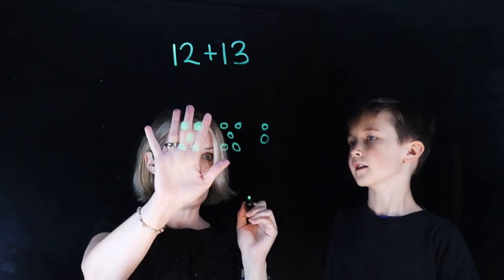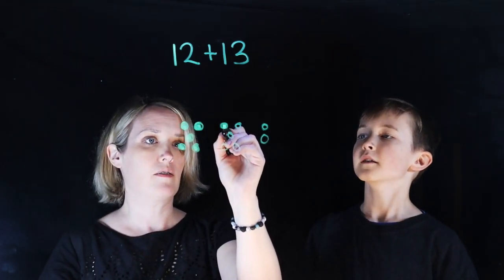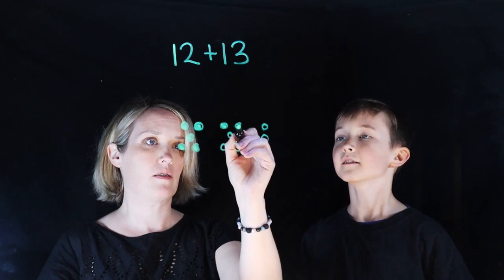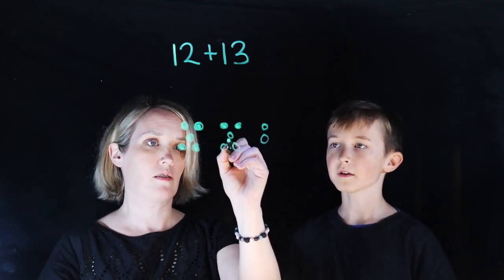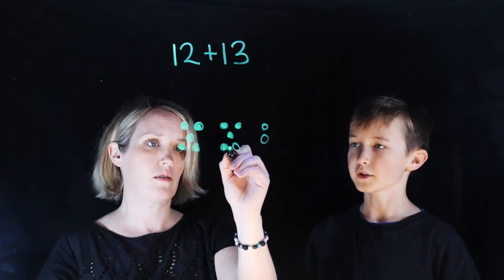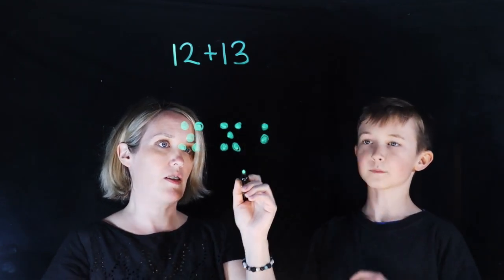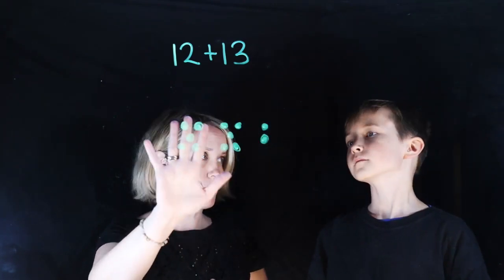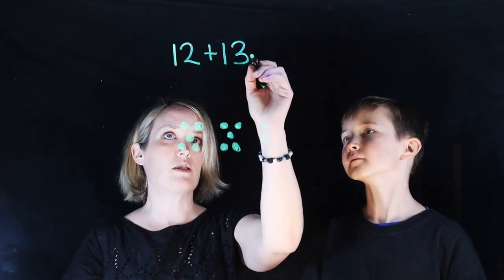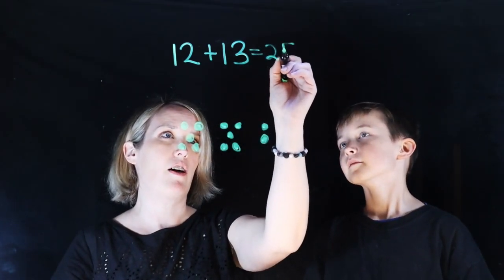So then she knows that these 5 are done. And then 19, 20, 21, 22, 23, 24, and 25. And then she knows to stop because this whole thing in her mind has lit up. So then she says 12 plus 13 equals 25.